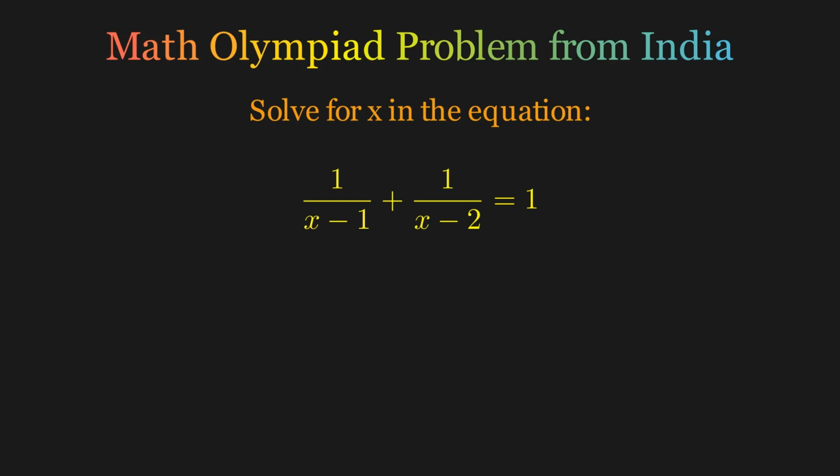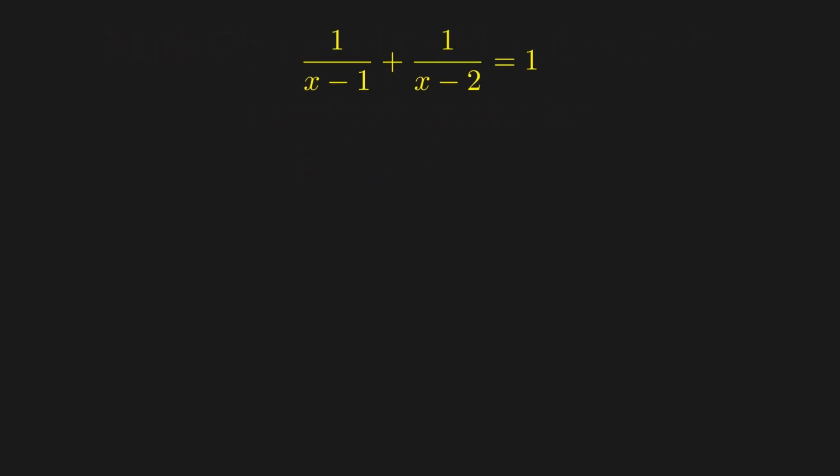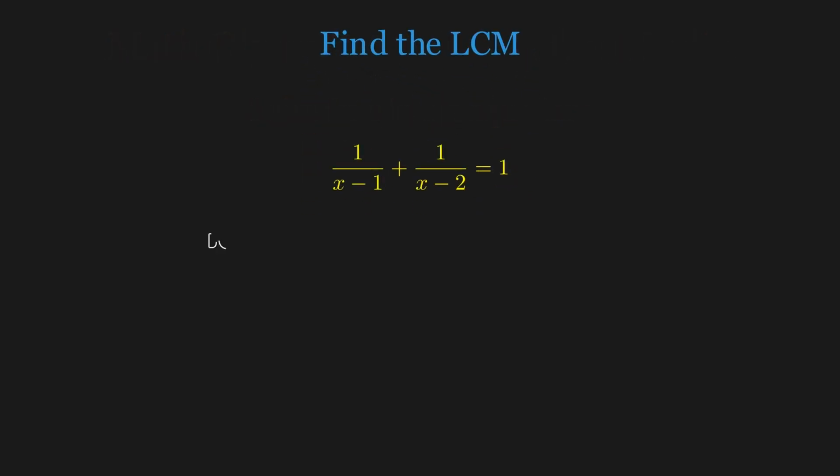Our first step is to find the LCM of the denominators. In this case, we're looking at x minus 1 and x minus 2. The LCM here is simply the product of these terms, x minus 1 times x minus 2. This step is crucial as it allows us to combine our fractions under a common denominator.